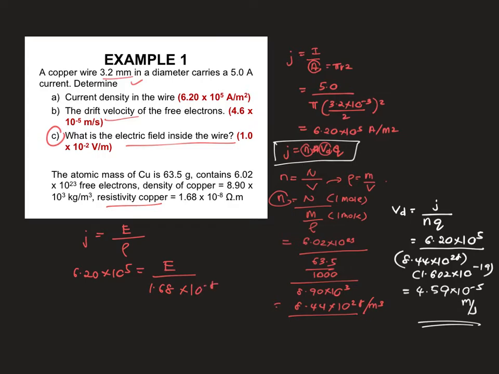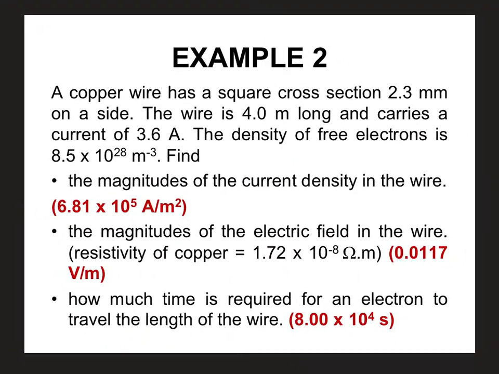So you are going to get your electric field as 1.0 power of negative 2 volt per meter. Okay, so now we are going to answer this question.